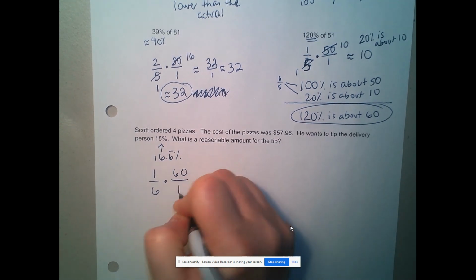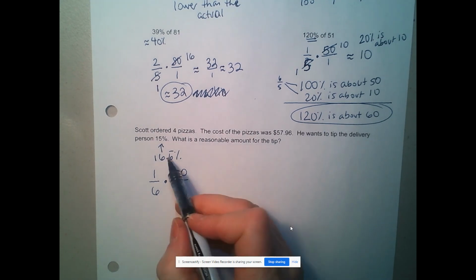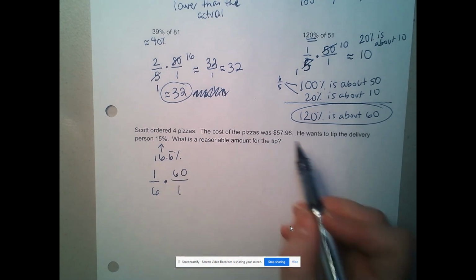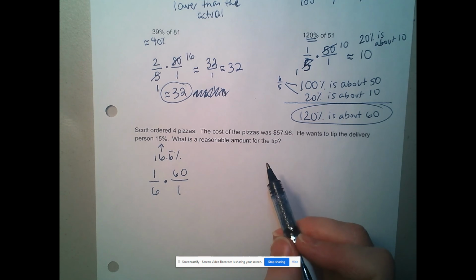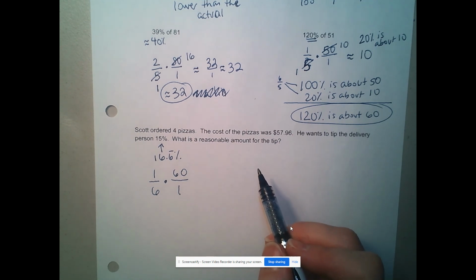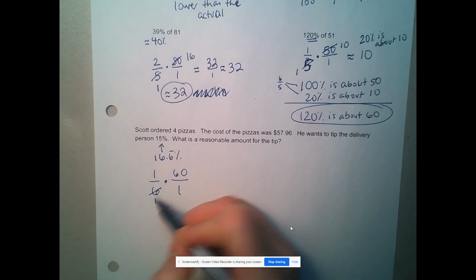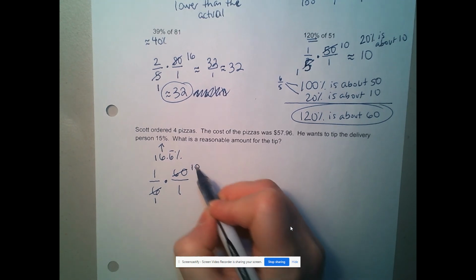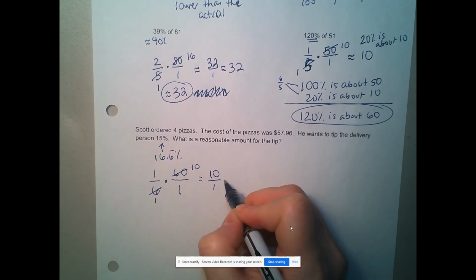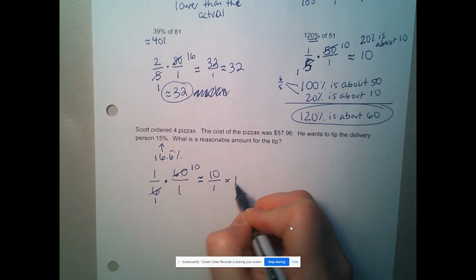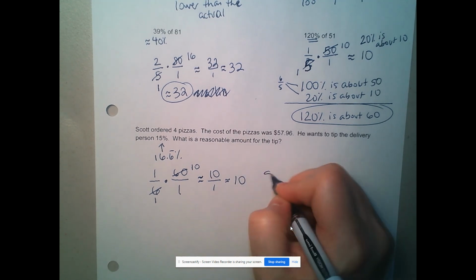Just rounded up to $60. So I rounded my percent up just by a little bit. I rounded my price up by a little bit. So this person is still getting a perfectly acceptable tip. 6 divided by 6 is 1. 60 divided by 6 is 10. And so we're going to say it's about 10 or about $10 for the tip.